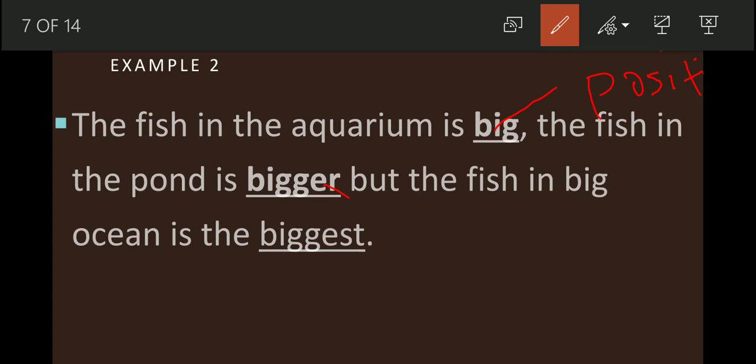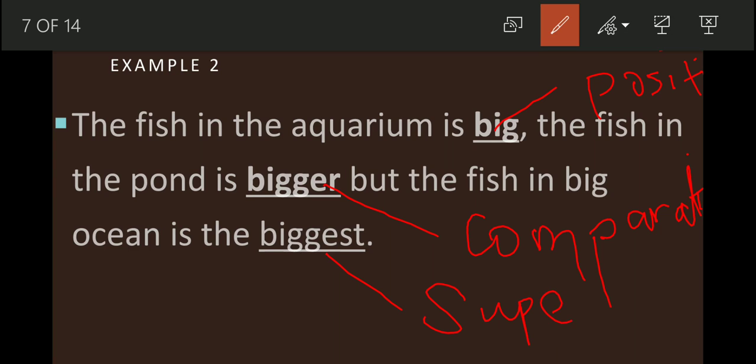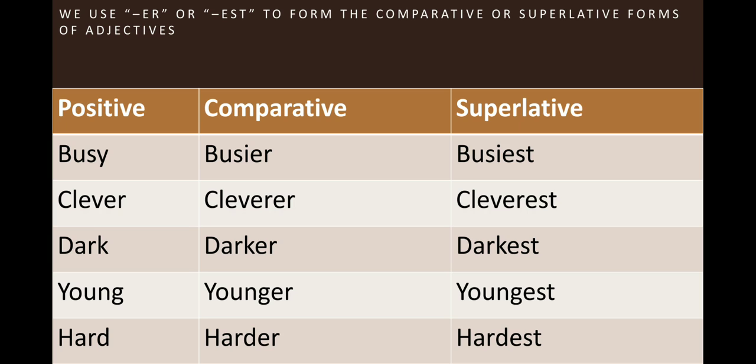We have bigger. Can you tell me, okay, if you said comparative, you're correct. And biggest is superlative because you are comparing more than two things at this point. Now we use ER or EST to form the comparative or superlative forms of the adjective. Okay, we use ER for the comparative and we use EST for the superlative.